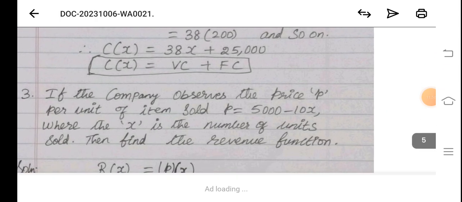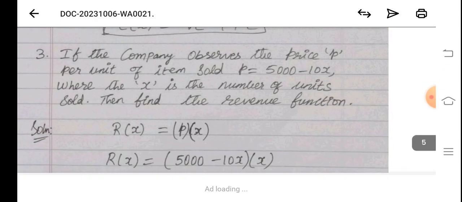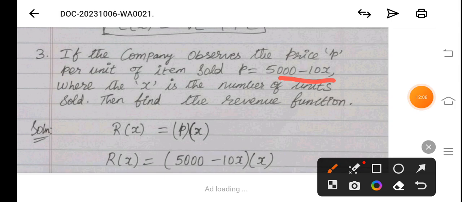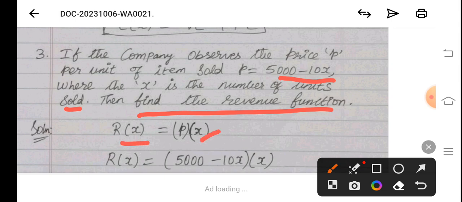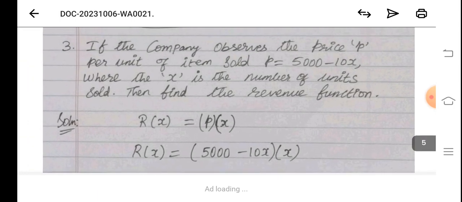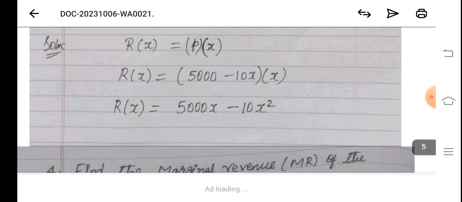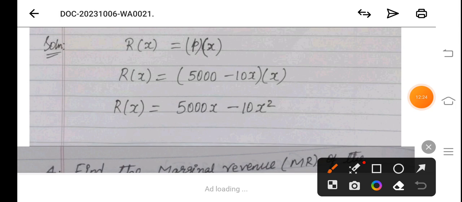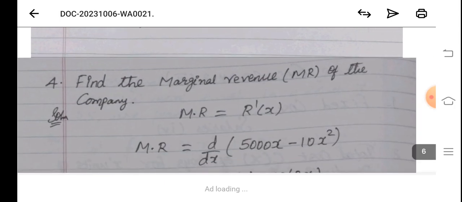Clear actually. Then the third one: if the company observes the price P per unit of the item sold, P equals 5000 minus 10x, where x is the number of units sold. Find the revenue function. We all know R of x equals Px, price into the number of items. So we multiply 5000 minus 10x into x. So 5000 into x, 5000x, minus 10x into x, minus 10x square. That's it, the revenue function is over.